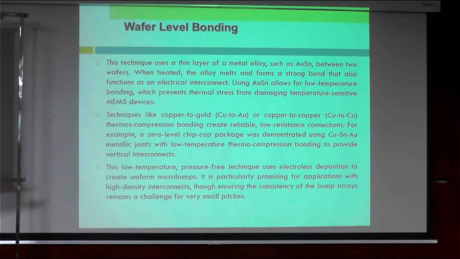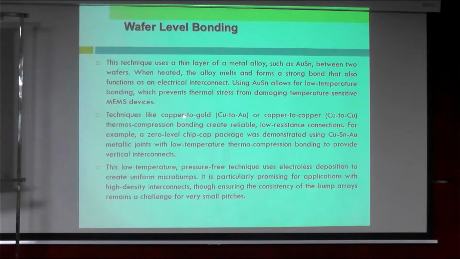And for wafer level bonding, this technique uses a thin film of a metal alloy, as I mentioned before, such as gold tin between two wafers. When heated, the alloy melts and forms a strong bond that also functions as electrical interconnects. Using gold tin alloys allows for low temperature bonding, which prevents thermal stress from damaging temperature sensitive MEMS devices. MEMS devices are normally quite sensitive, so we don't really expose them to harsh environments or high temperature.